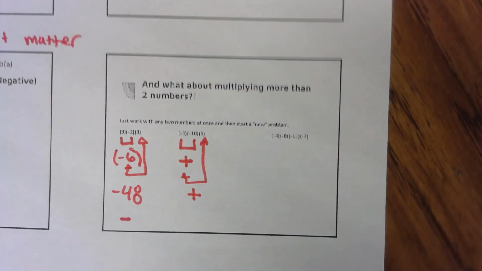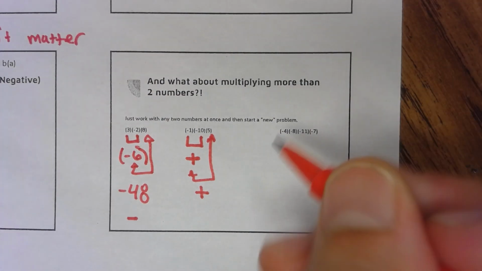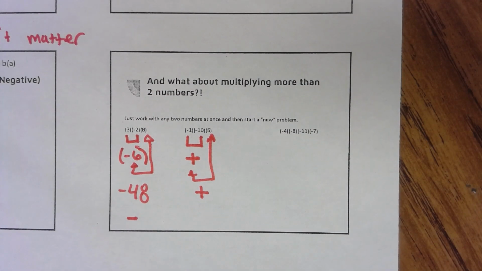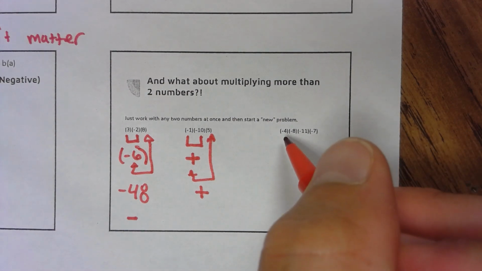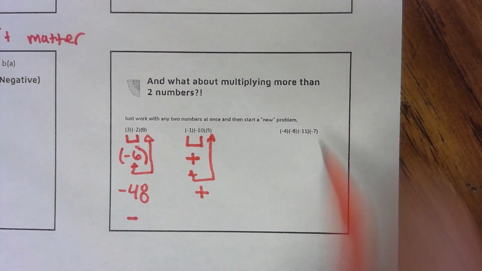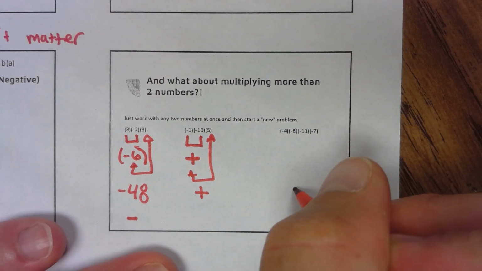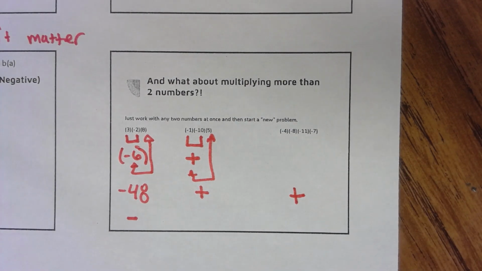For this last one, another way to figure out if it's positive or negative is to count how many negatives you see. If it's an even number of negatives, they all form a positive. If it's an odd number, the end result will always be negative. So in this last example, I see 1, 2, 3, 4 negatives. Since that's an even number, I know for a fact I'm going to end with this being a positive.